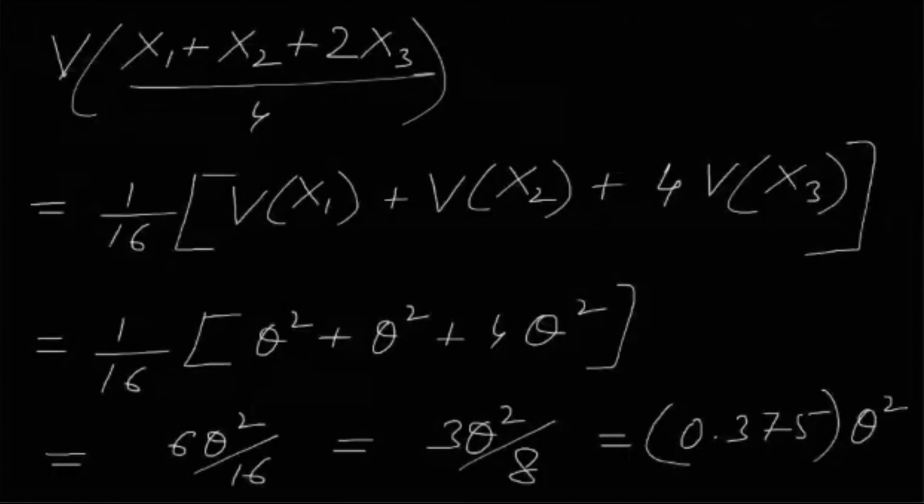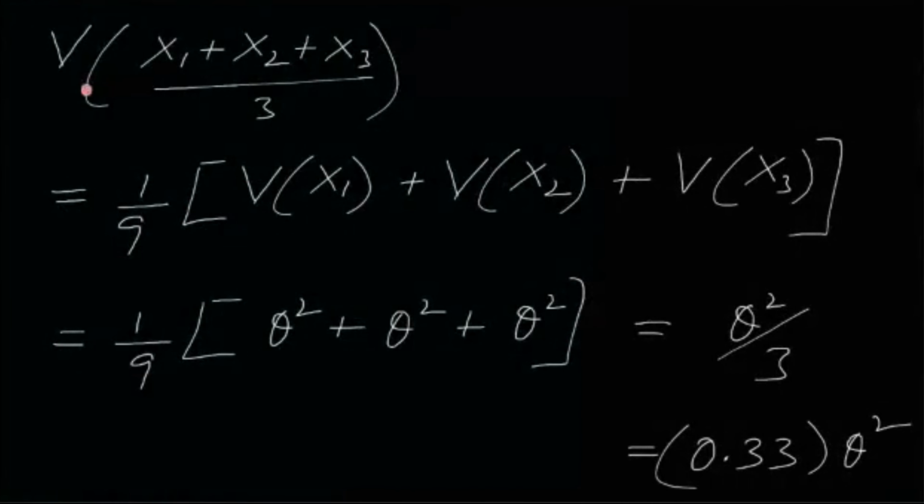Now let's take the next expression. The variance of x1 plus x2 plus 2x3 whole divided by 4: just as in the previous case, this 4 comes out squared, so it's 16. So it's 1 by 16 into variance of x1 plus variance of x2 plus 4 into variance of x3, because the 2 gets squared when it comes out of the variance term. Again, all of them are theta square, so theta square plus theta square plus 4 theta square, whole divided by 16, is 3 theta square by 8, which is 0.375 into theta square. So that is the variance of the second option.